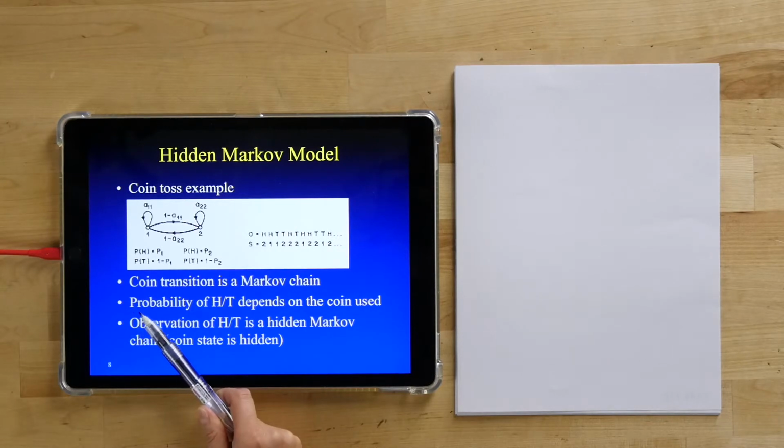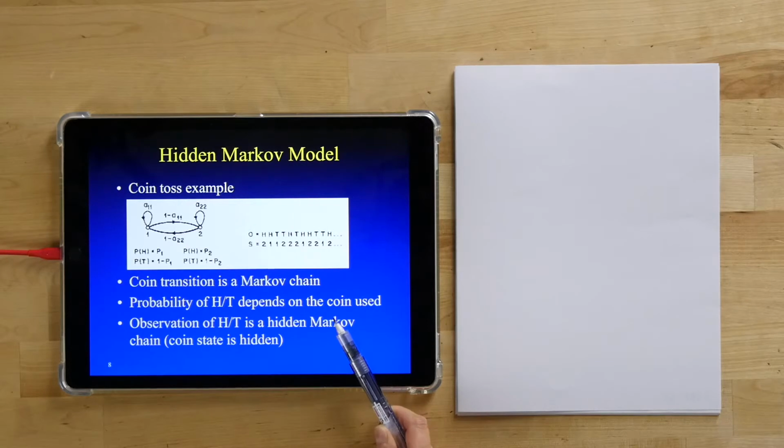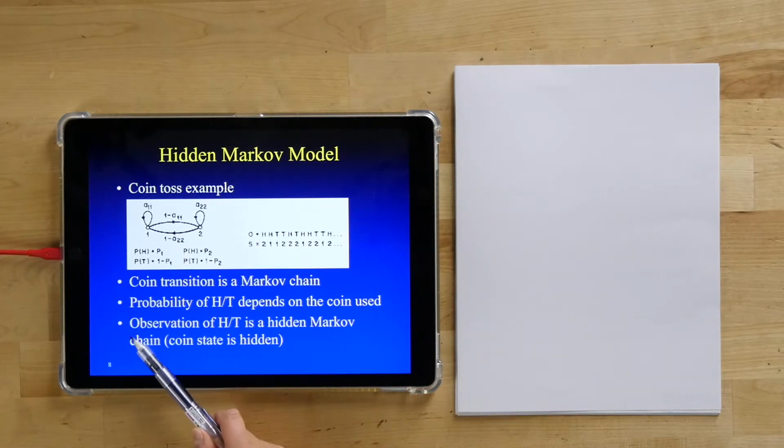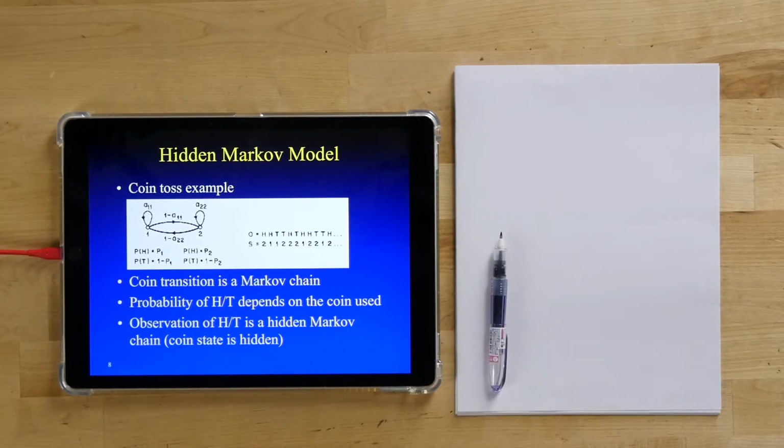So the probability of a head and tail depends on the coins you use because they have a different probability of giving a head or a tail. The observation of head versus tail is a hidden Markov chain because we don't tell you the hidden states. I'm trying to use a coin to make a flip, but the coin is in my hands and I'm hiding behind the table.